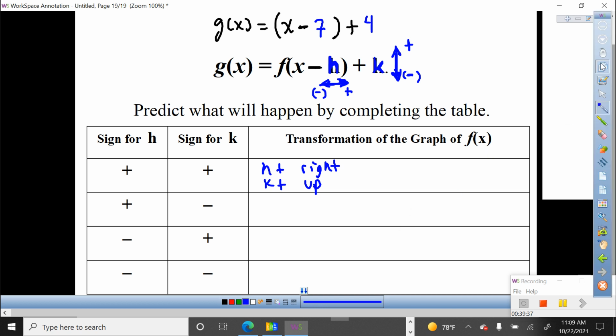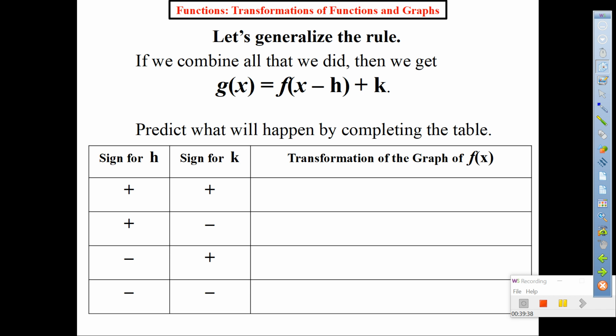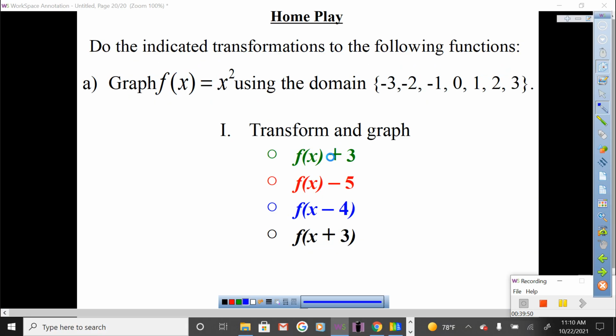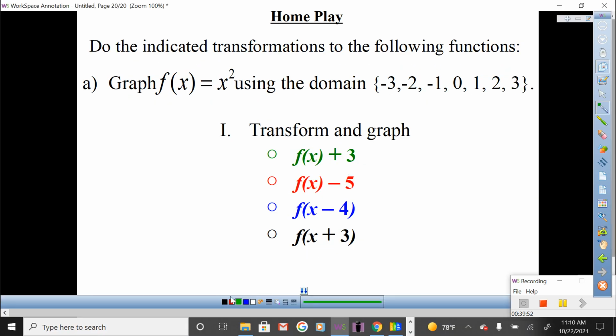But once again, here goes the homework for tonight. The homework for tonight is taking f of x equals x squared with a domain from -3 to 3 and doing these 4 transformations. Look up. Notice here this is +3 and it's outside of the parentheses, so this is k +3. This is k -5. This one's inside of the parentheses, so these two are what? H. From 1 to 5, how comfortable do you feel with this so far?